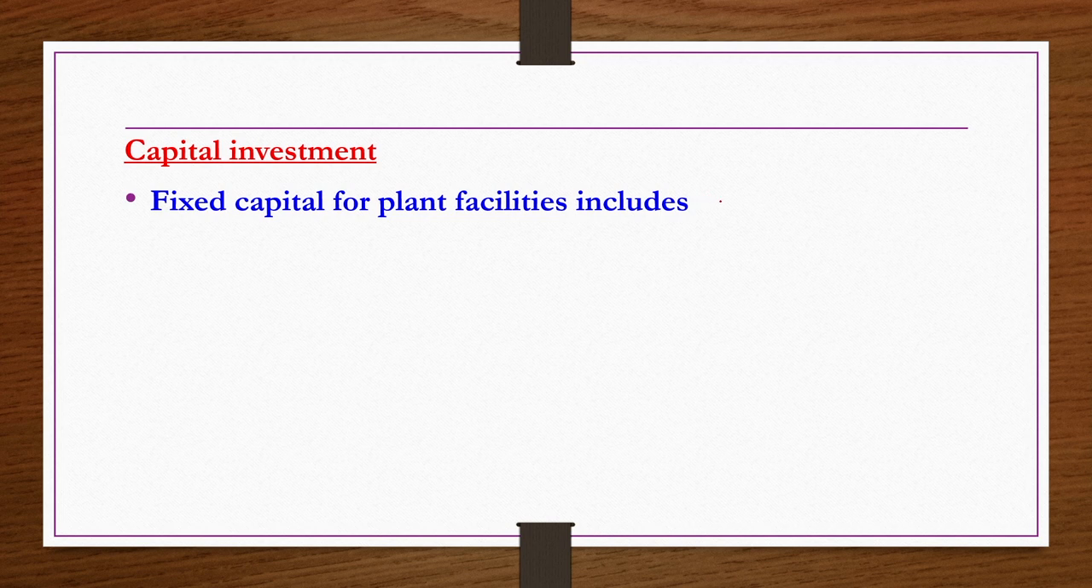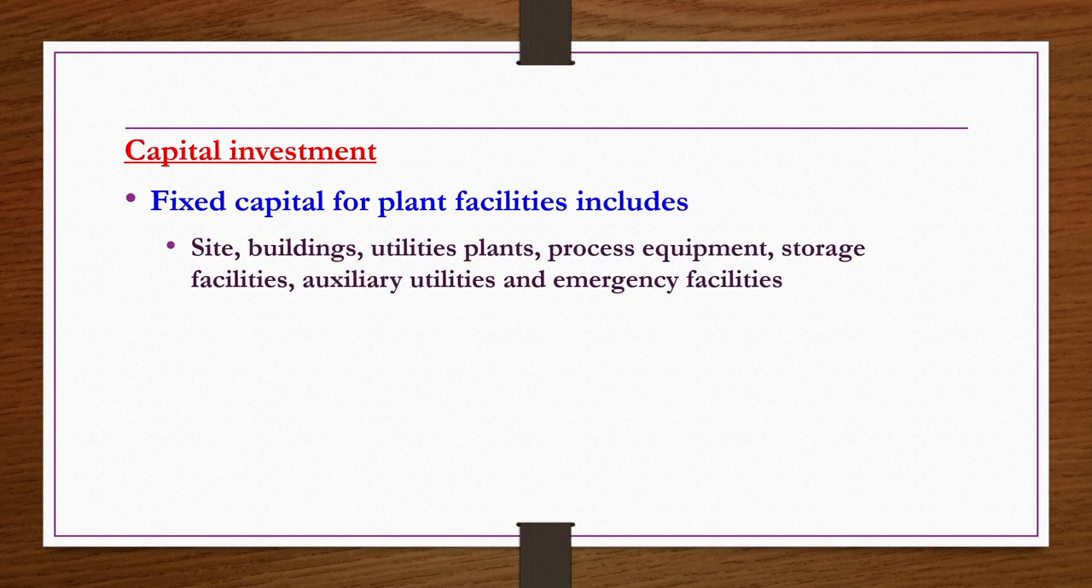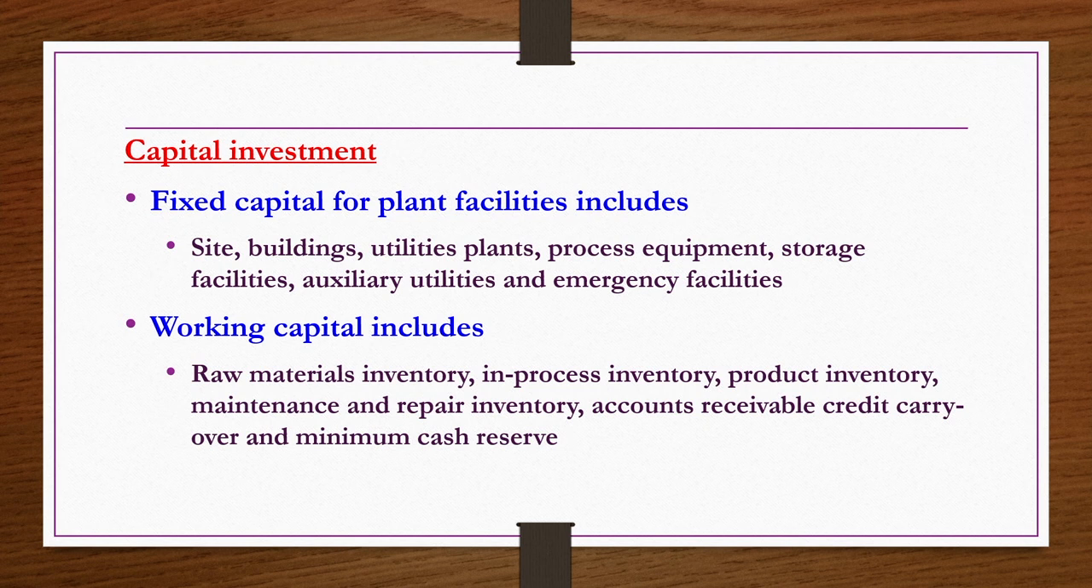Now we see what things are involved in capital investment. Fixed capital for plant facilities includes site, buildings, utilities, plants, process equipment, storage facilities, etc. And then working capital includes raw materials inventory, in-process inventory, product inventory, maintenance and repair inventory, accounts receivable, credit carryover and minimum cash reserve, etc. So capital investment has two things, fixed capital and working capital. What kinds of things are included under them are mentioned here.